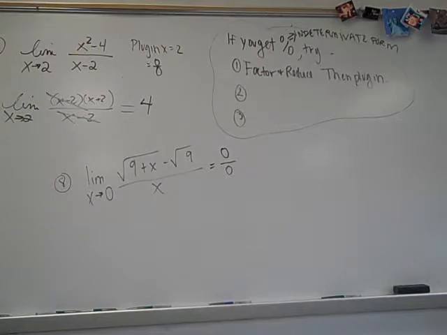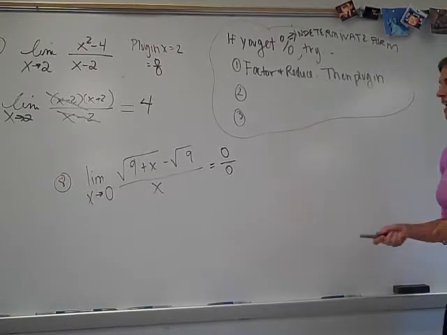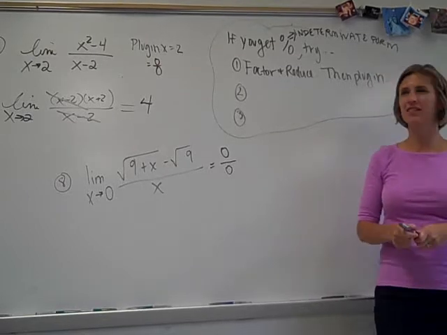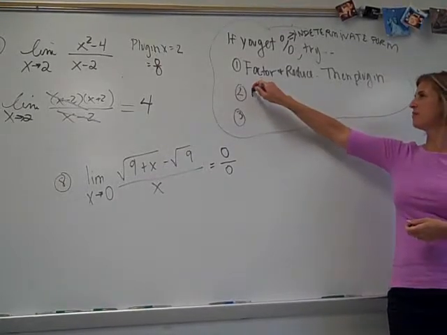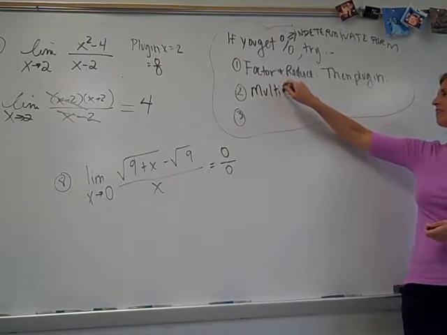Root 9 plus x minus 3. Or it could be plus or minus 3, I guess. Just negative 3. All right, so if you plug in and you get 0 over 0 again, and you can't factor and reduce this, another option is to multiply by a conjugate.